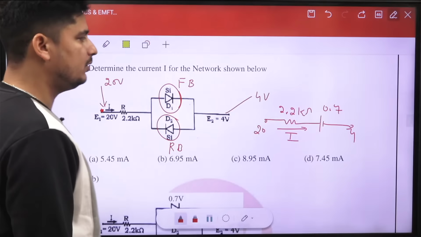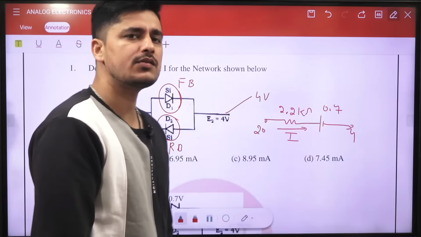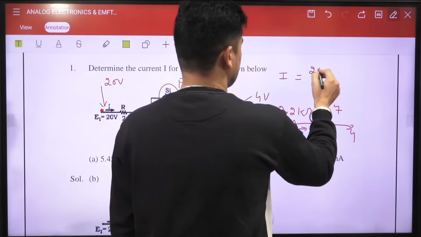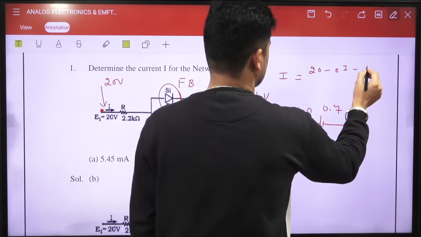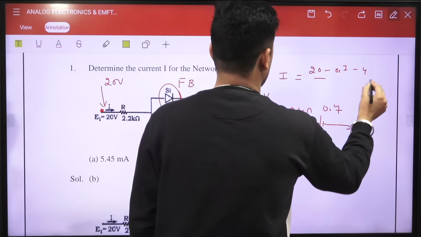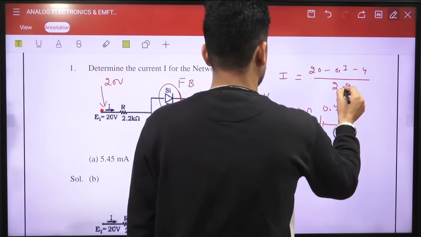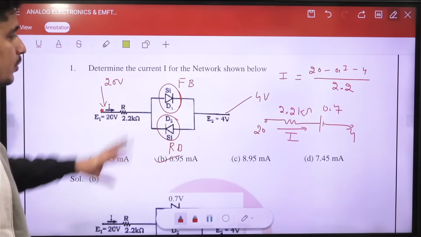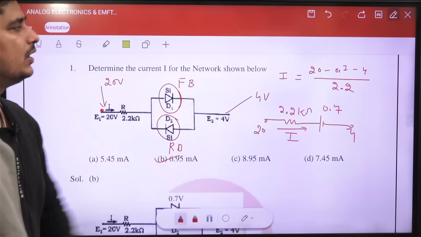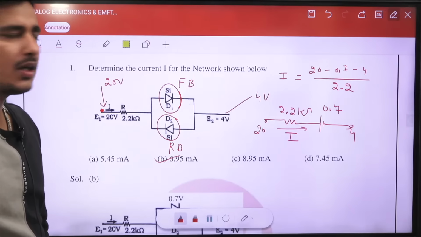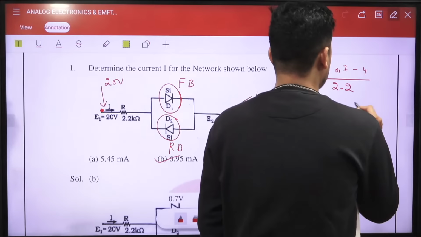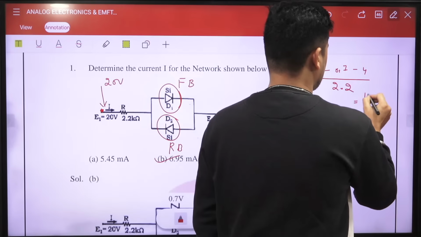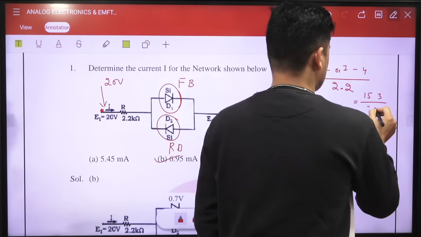If you want to calculate I, how much is the voltage difference across this 2.2 kilo ohm? The equation for I will be 20 minus 0.7 minus 4 divided by 2.2. If you solve this, you will get the answer 6.95. This is the basic question because he is giving different values. See, 20 minus 4 is 16, and 16 minus 0.7 is going to be 15.3. You will get the idea with 2.2, right?